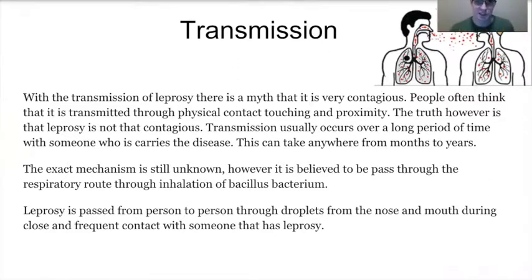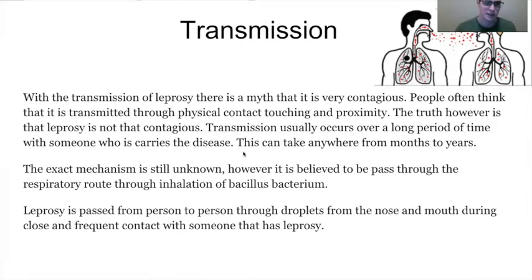For transmission, while doing research, I found that there were a lot of myths around leprosy. One of the common myths is that leprosy is very contagious. People often think that it's transmitted through physical contact, touching, and proximity. The truth, however, is that leprosy is not that contagious. Transmission usually occurs over a long period of time with people that you come in contact with that are carrying leprosy. This can take anywhere from a few months to years.